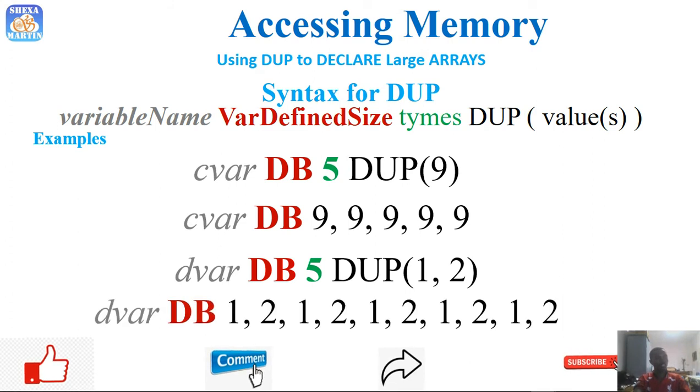Another example rather. You see, if you want 1, 2 to be repeated 5 times, the simplest way or the modern way, and here is the ancient way. Let me call it that way, an ancient way. So it's easy to use dup. So dup simplifies your coding. Right, so let's now look at what?